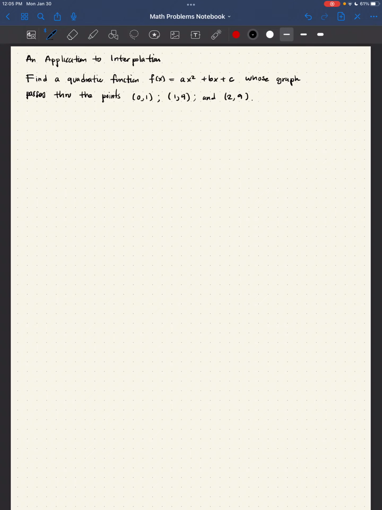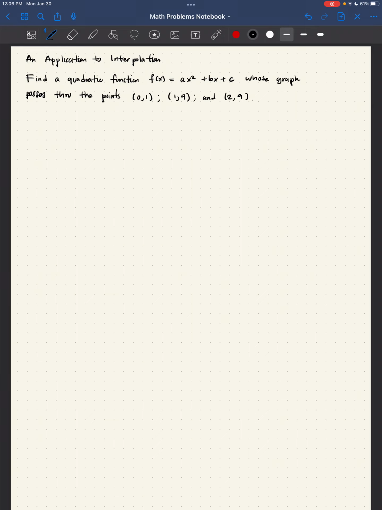Hello. So this time we're going to go over an application of systems of linear equations to the problem of interpolation. We have this: find a quadratic function, meaning an expression of the form ax squared plus bx plus c, where a is different from 0, whose graph passes through the points on the coordinate plane (0, 1), (1, 4), and (2, 9). Now, how do we set up this problem so that it represents a question on systems of linear equations?